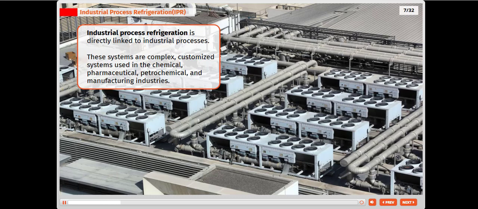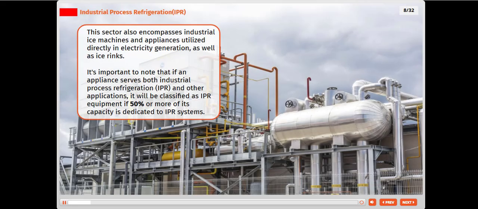Industrial process refrigeration is directly linked to industrial processes. These systems are complex, customized systems used in the chemical, pharmaceutical, petrochemical, and manufacturing industries. This sector also encompasses industrial ice machines and appliances utilized directly in electricity generation, as well as ice rinks. It's important to note that if an appliance serves both industrial process refrigeration, IPR, and other applications, it will be classified as IPR equipment if 50% or more of its capacity is dedicated to IPR systems.